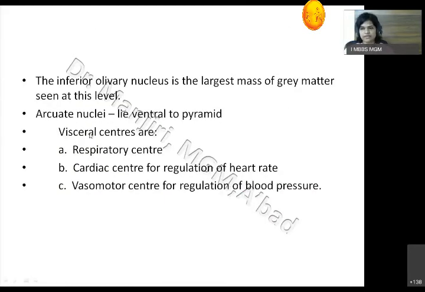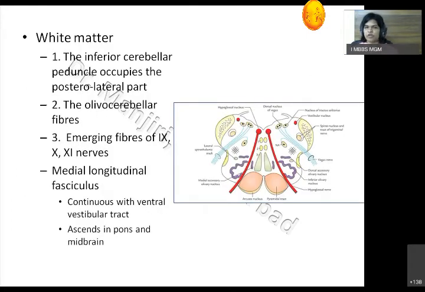Now, there are visceral centers present in the medulla: respiratory center, cardiac center, and vasomotor center, which we have already seen in the general information of the medulla. So again, we see one by one. White matter, this was the gray matter. What is the white matter present?